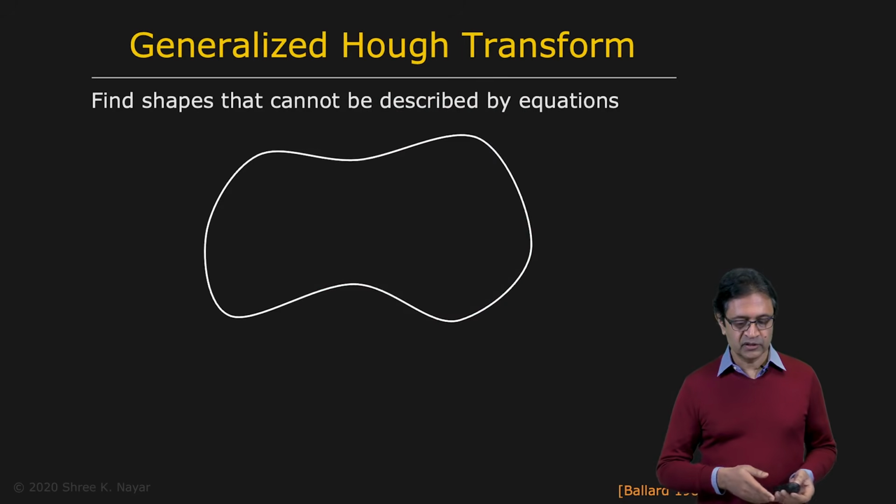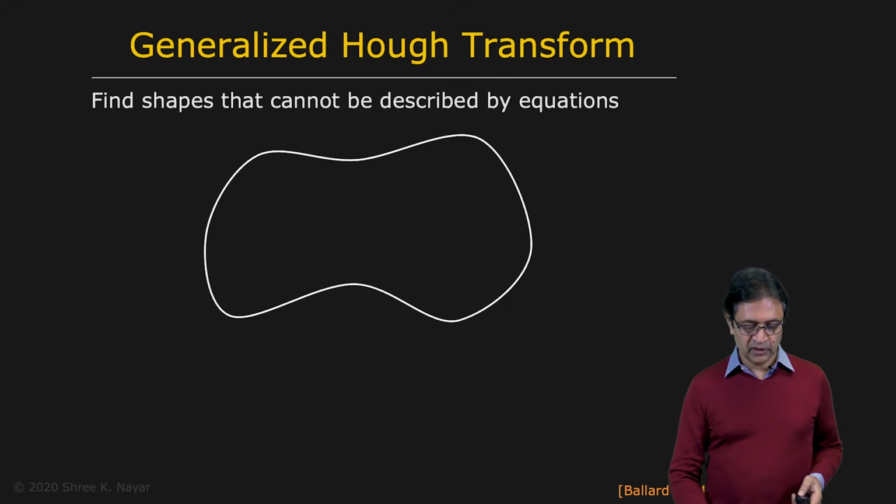So we've seen how we can use the Hough transform to find some very simple shapes that can be described with a small number of parameters. Now let's take a look at how you can generalize the Hough transform to find more complex shapes that cannot be expressed using an equation. So this is the generalized Hough transform. And so let's assume that this is the shape that's given to us.